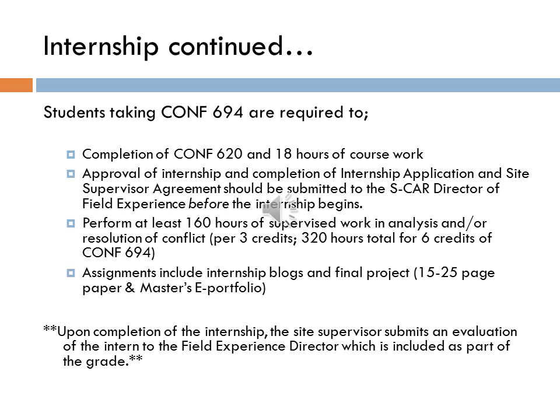You need to perform at least 160 hours of supervised work in analysis and or resolution of conflict per 3 credits. So if you're taking the 6 credit option, you would have 320 hours to complete. How to accomplish this will be something that you work out with your internship supervisor. And finally, your assignments will include the internship blog, and you have a final project, which is a 15 to 25 page paper, as well as a master's e-portfolio.